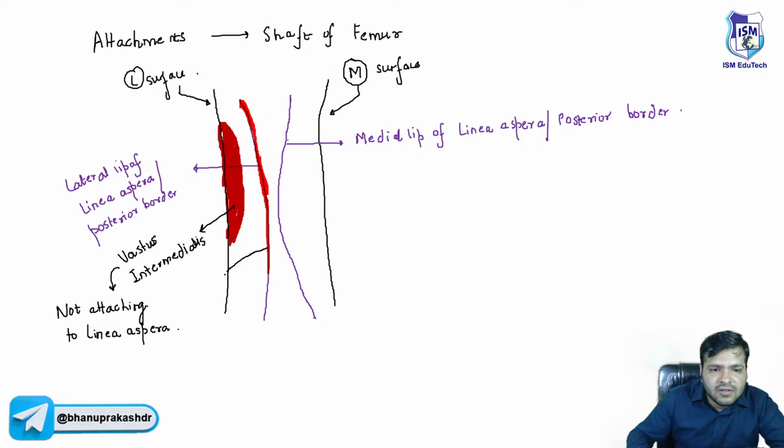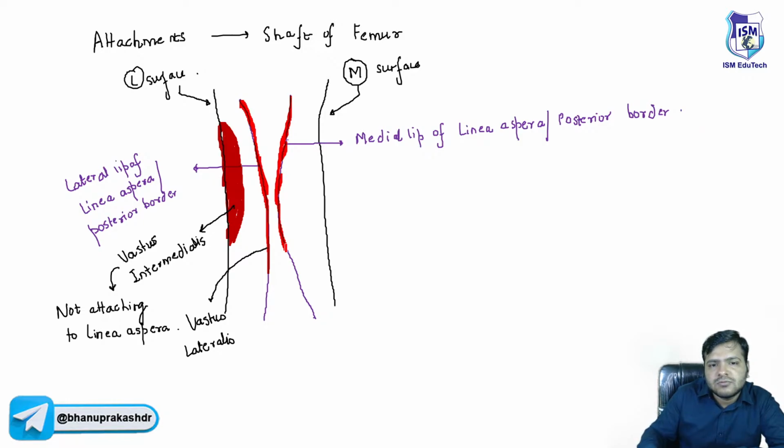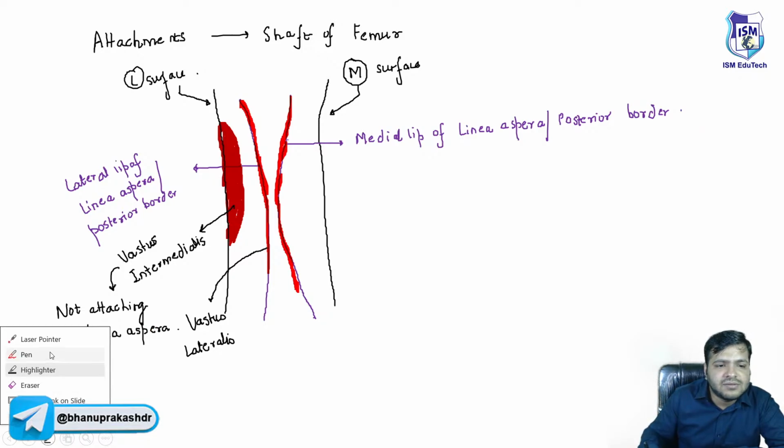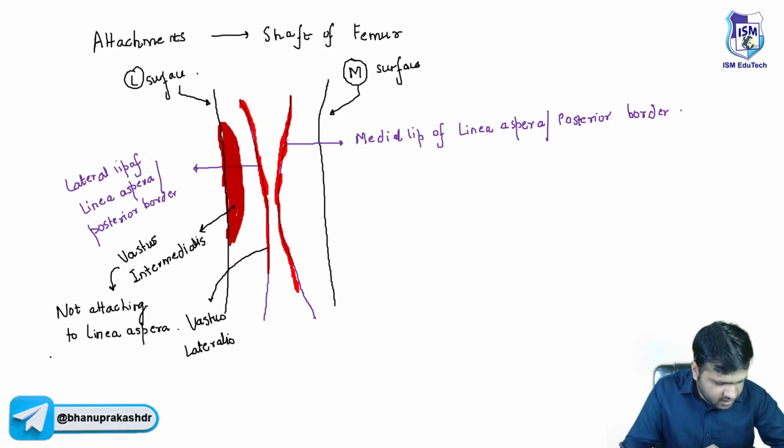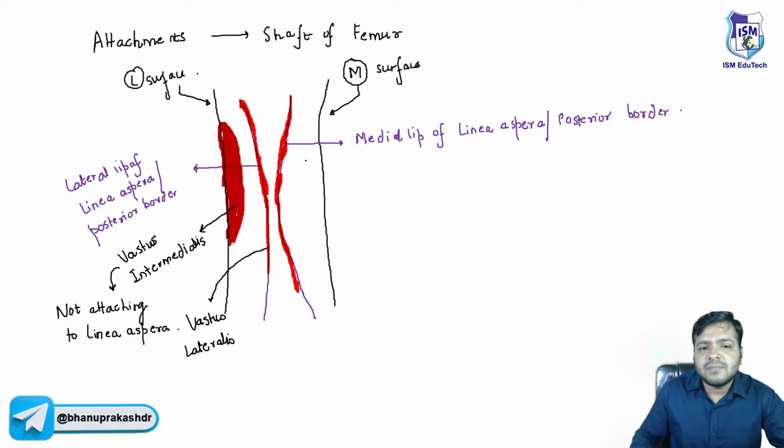Lateral lip पर है तो नाम हो जाएगा vastus lateralis. Okay, and the muscle which will be attached to the medial lip is called vastus medialis.